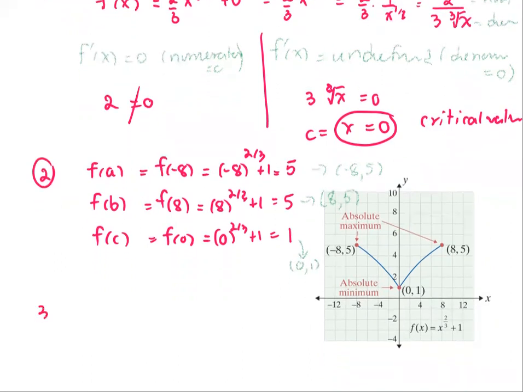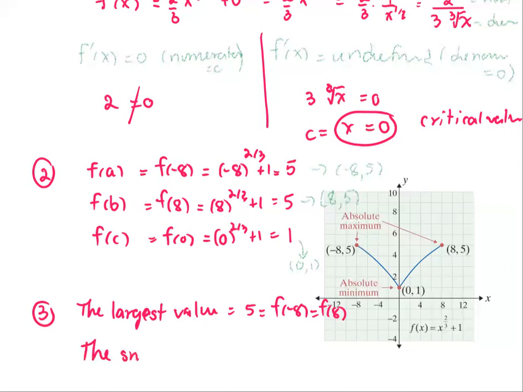The last step, we're going to compare which number is the largest and which number is the smallest. So the largest value is 5, which is the function at -8 and also the function at +8. That means at the two ends, the function values are the same, and both of them are called the absolute maximum value. The smallest value is 1, the value of the function at 0, the point that we call the critical point.